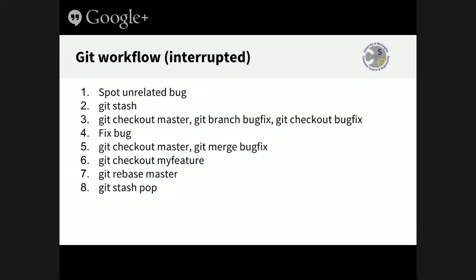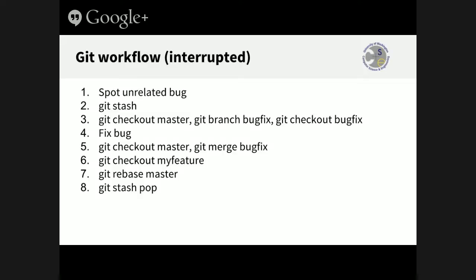So how do you deal with this interruption? Let's say you spot an emergency bug. Well, you spot it, then you say git stash to clean up your workspace. Then you check out master, create a new branch from master, and then check it out.